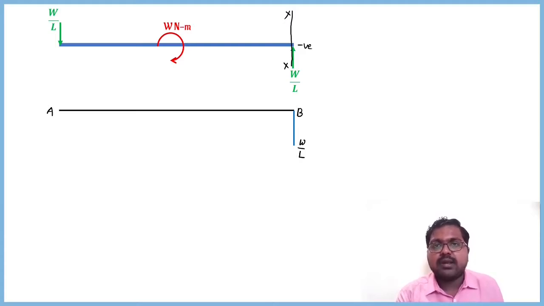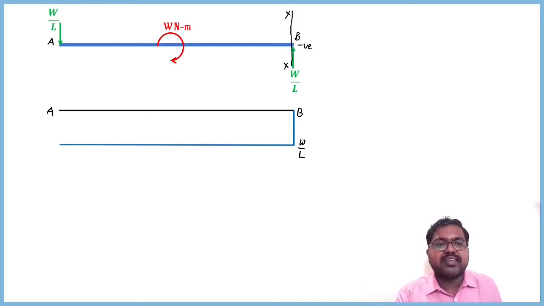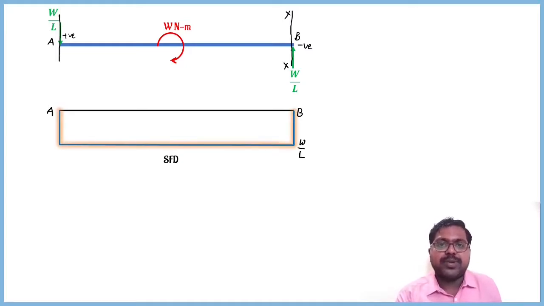Then from here B to A, there are no normal forces or vertical forces acting on the beam. So it will continue as a horizontal line to the baseline. Then here a W by L acting downward direction. So it is becoming positive on right hand side. So it is going to become 0. So this is the shear force diagram for the beam, a simply supported beam subjected to couple.